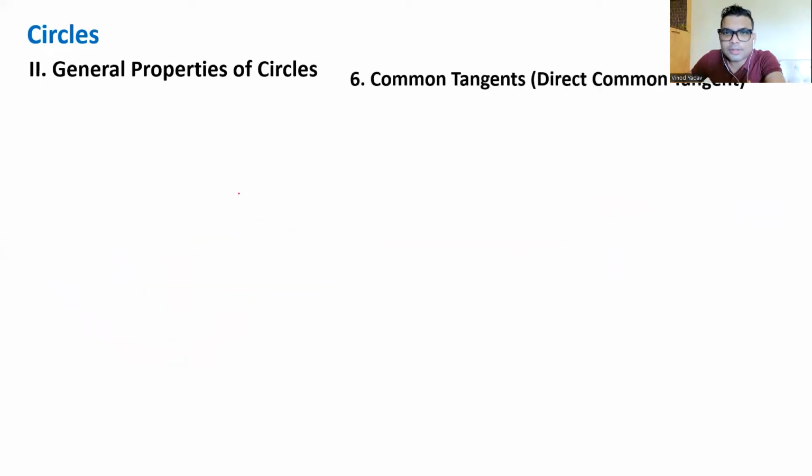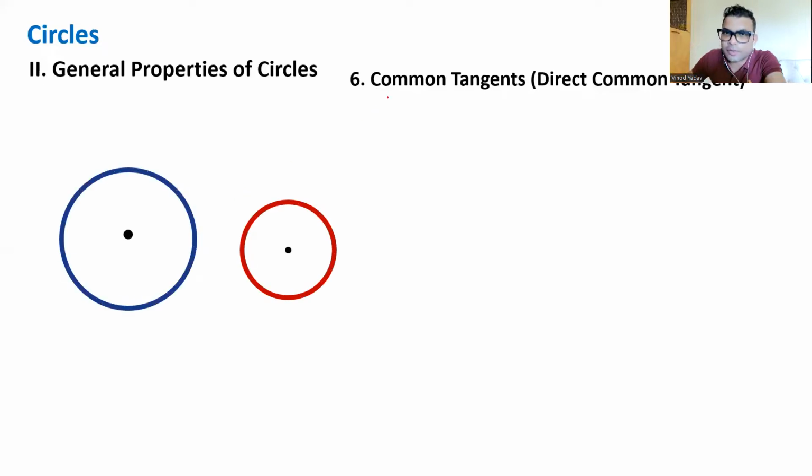Common tangents. Of course, the word common itself is very easy to understand. It's a tangent to two circles simultaneously. So this is a common tangent. This one is specifically called a direct common tangent. How to know it's a direct common tangent? Because the other one is called a transverse common tangent. After this, we will see that.